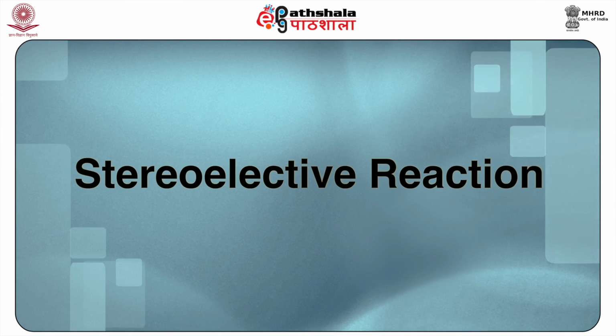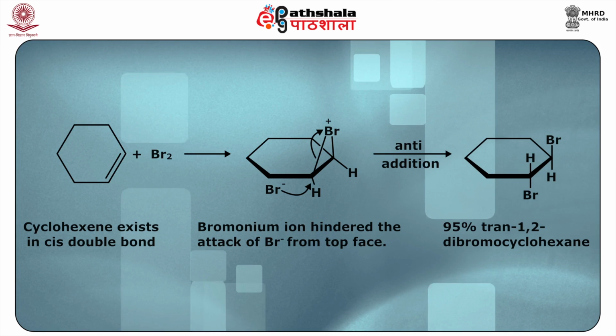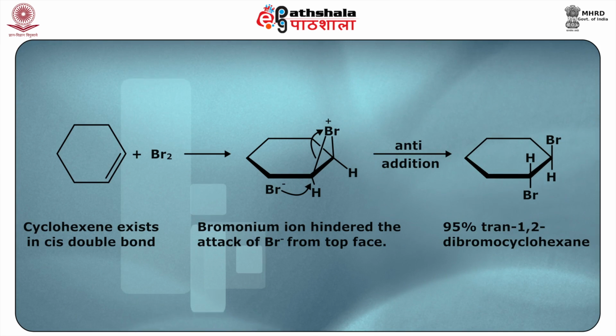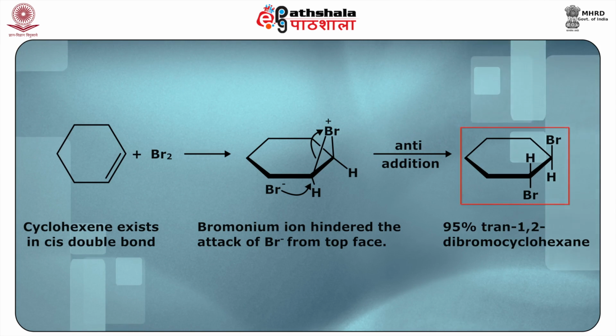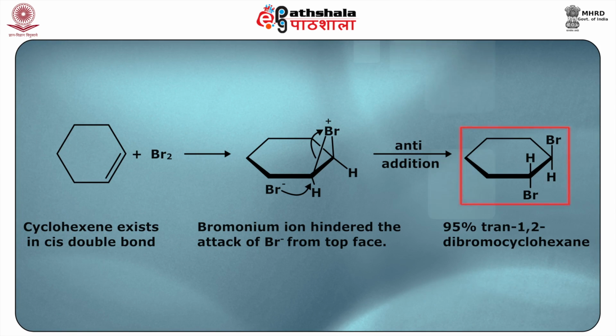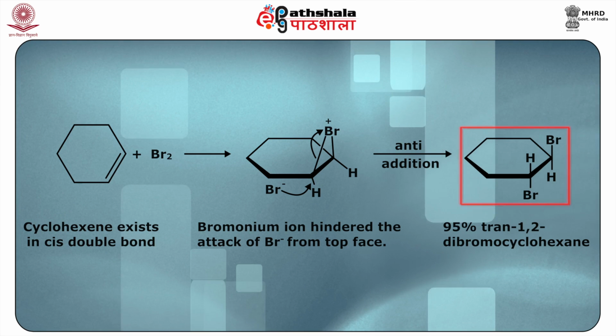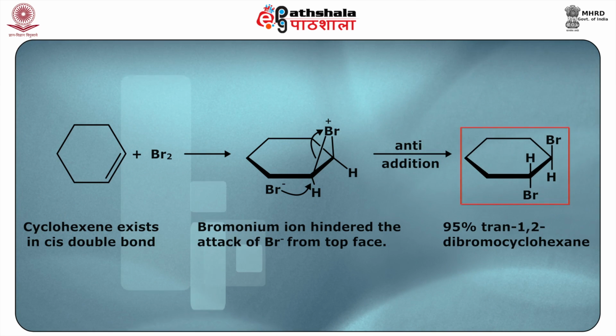Let us see what stereoselective reactions are. Stereoselective reactions are those reactions in which the reactant predominantly forms one stereoisomer preferentially rather than the other stereoisomers. For example, the bromination of cyclohexene gives only one product, that is trans-1,2-dibromocyclohexane, as shown in the scheme given here.